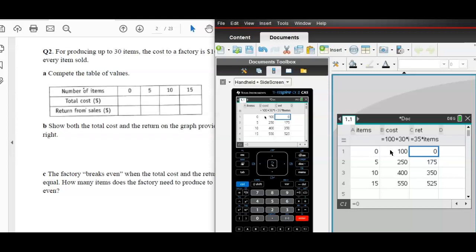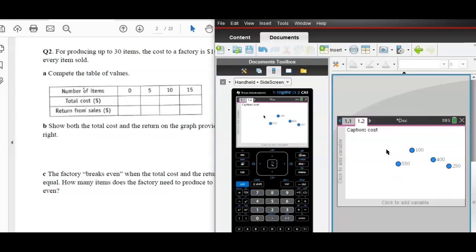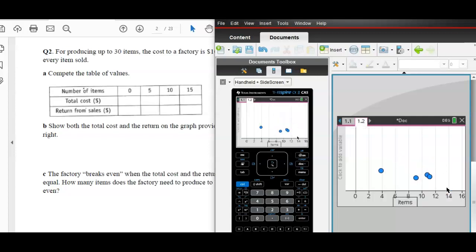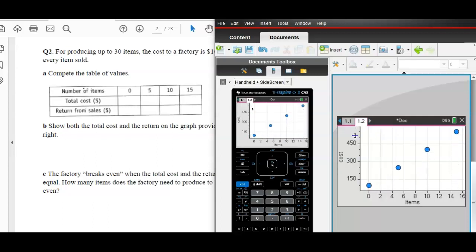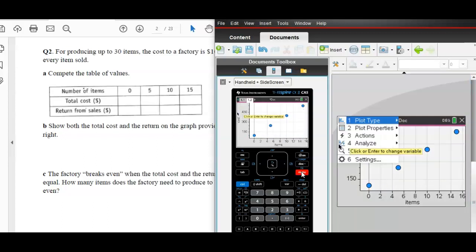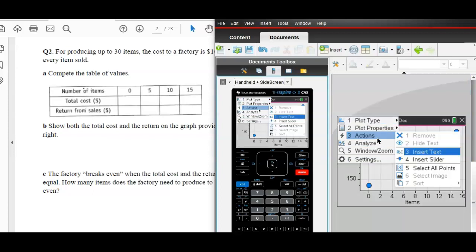Okay, show both the total cost and return on the graph provided. So it's wanting you to do 2 straight lines. So let's just go ahead. It's going to be fun. If I've learned anything from the previous 2 videos, it is to probably do things beforehand. Okay, so there's our scatter plot. I'm just going to draw a graph going straight through them.